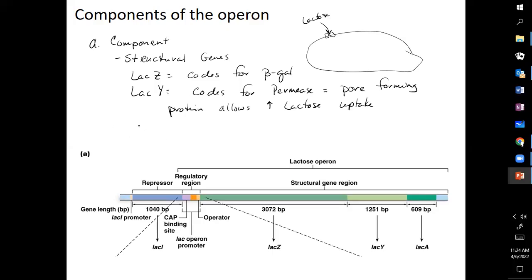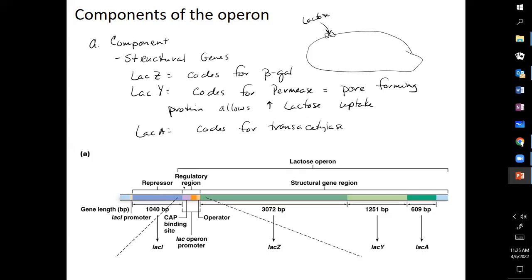Our third and smallest gene is LAC-A. It codes for a protein called transacetylase. Its role is a little less clear or obvious, but it's thought to be involved in detoxification of byproducts from lactose breakdown. We're going to leave LAC-A out of our consideration now, but it is one of the structural genes involved here. So we've got our three genes that are coordinated. They're going to be transcribed and translated together.